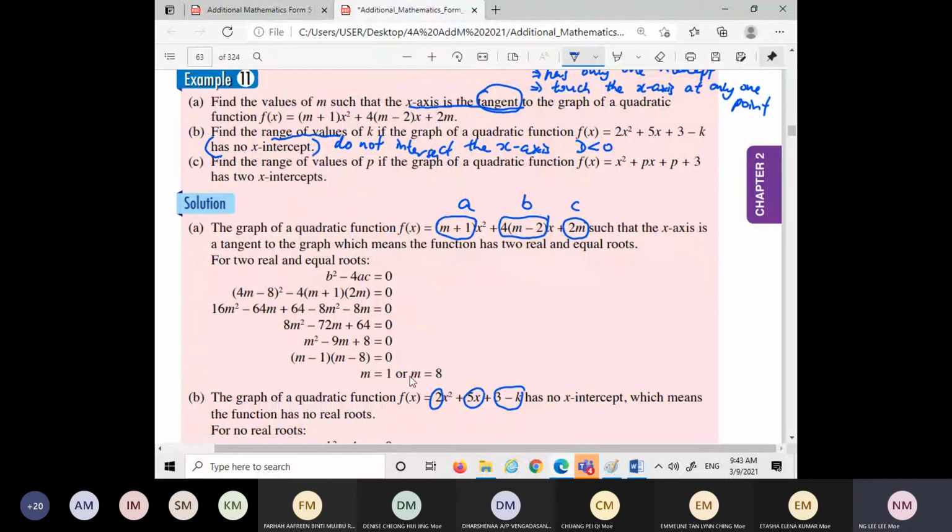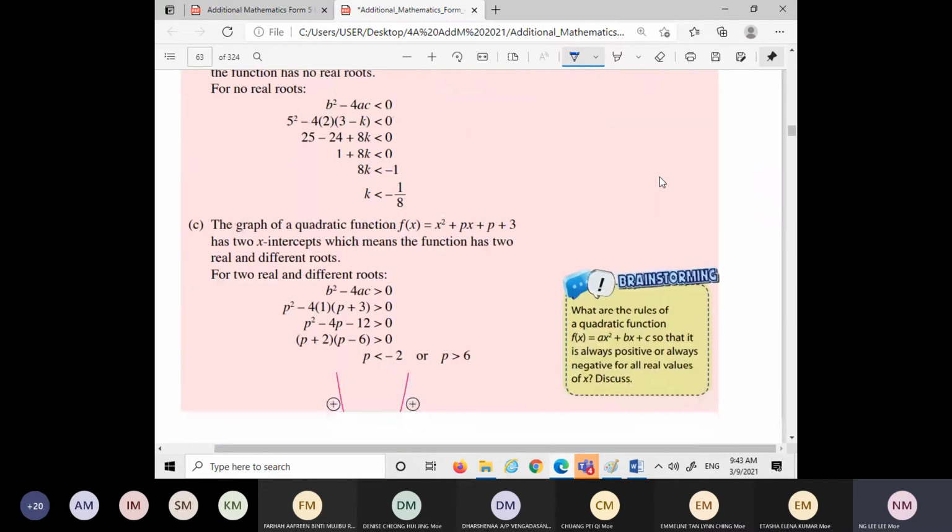The third type, same thing, find the range. This will be an inequality. If this quadratic function has two x-intercepts, or sometimes they will say intersect the x-axis at 2 points, all these have the same meaning. So for this one, the D is greater than 0. Let's see the answer.